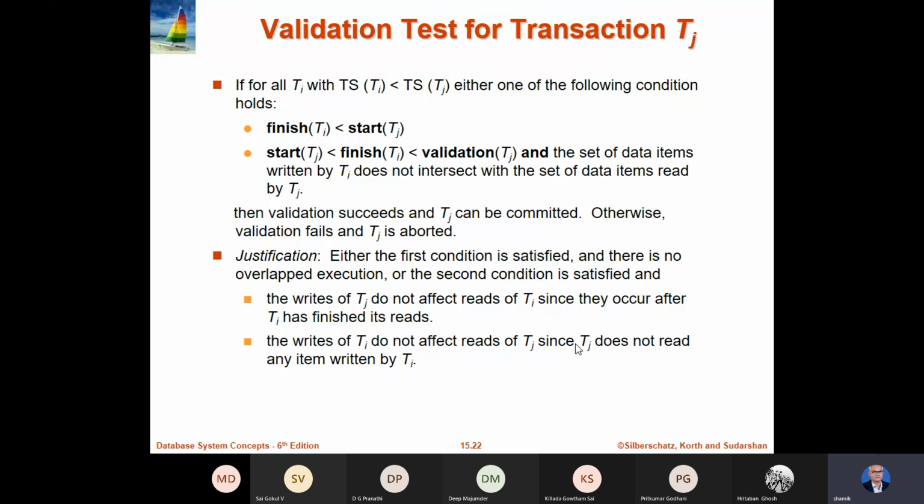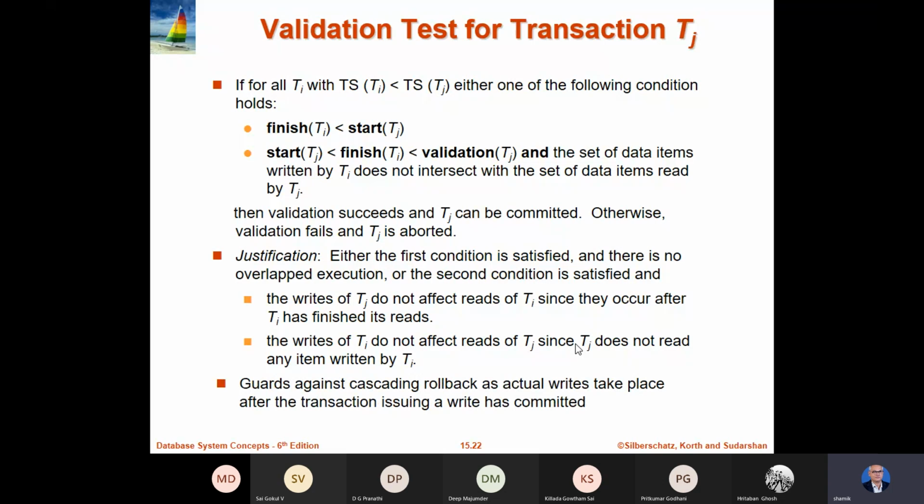Justification: either the first condition is satisfied, as I said, and there is no overlapped execution, or the second is satisfied and the writes of Tj do not affect reads of Ti, since they occur after Ti has finished its reads. The writes of Ti do not affect the reads of Tj, since Tj does not read any item written by Ti. So because of this, the validation test is passed, and then this Tj can be allowed to commit. It guards against cascading rollback as actual writes take place after the transaction issuing a write has committed.